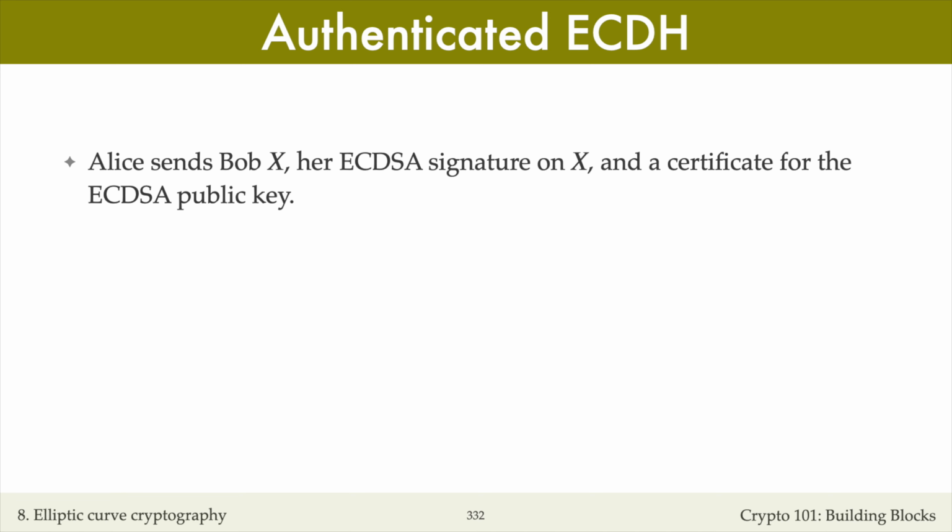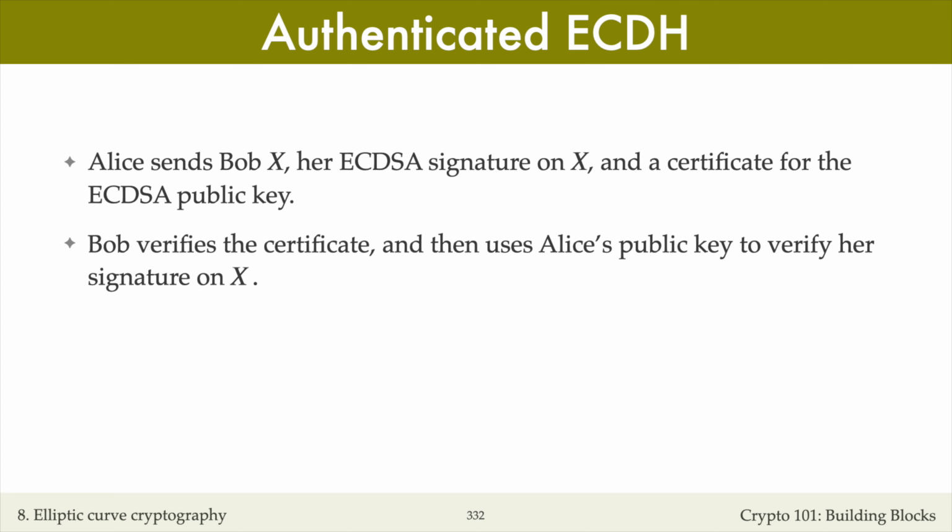Alice sends Bob her point X and her ECDSA signature on X. She also sends a certificate for her ECDSA public key. A certificate is an electronic document that asserts that a public key belongs to Alice. This document would have been signed by a trusted certifying authority, and Bob can verify the authenticity of this document using the certifying authority's public key.